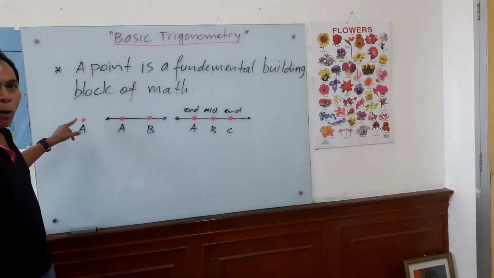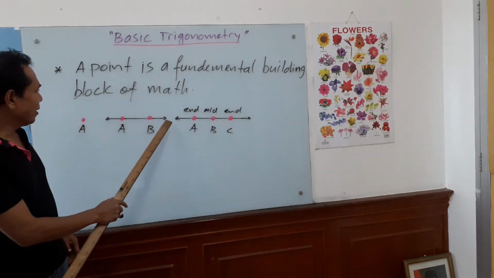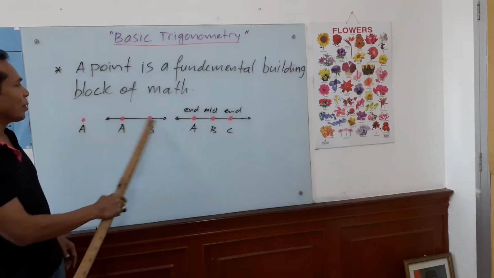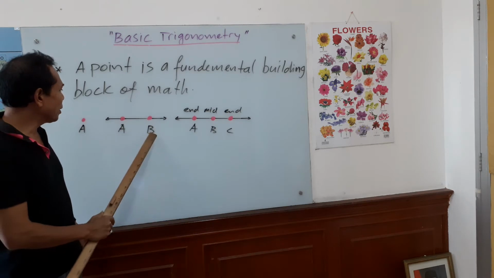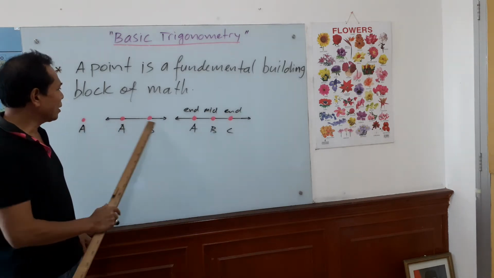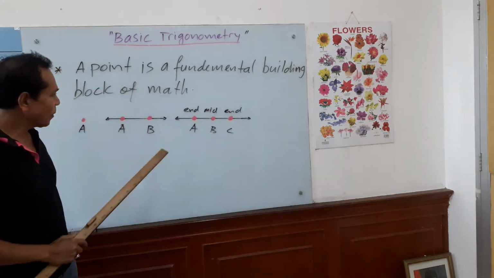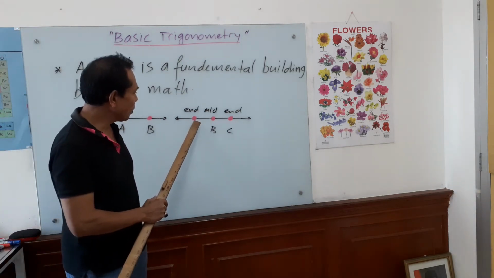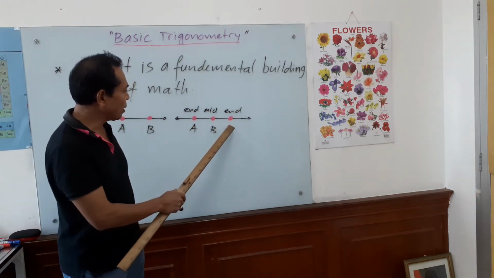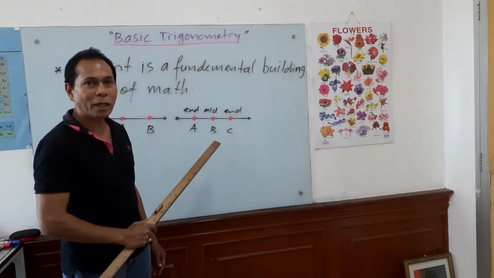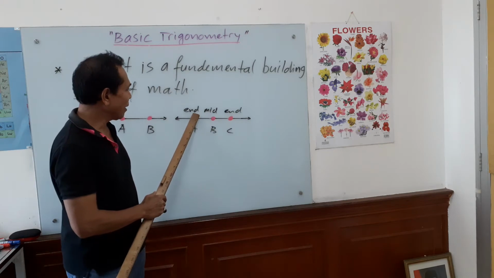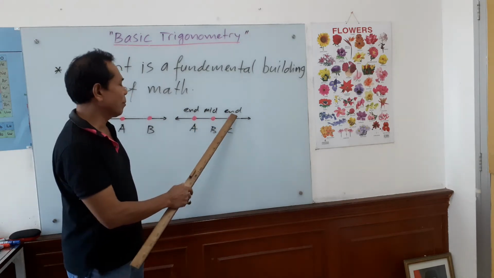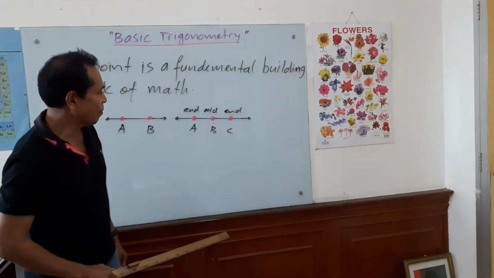Point A. Now, with this point, you can draw a straight line like this, or you can make vertical or horizontal lines. Here we have 2 points, point A and point B. These 2 points are connected with this straight line. And here we have 3 points, point A, point B, point C, well connected with this straight line. This one we call the end point, this the midpoint, and this the end point. The one in the middle is the midpoint.